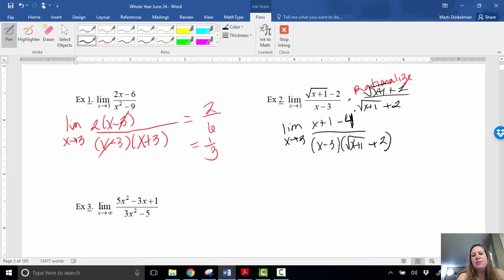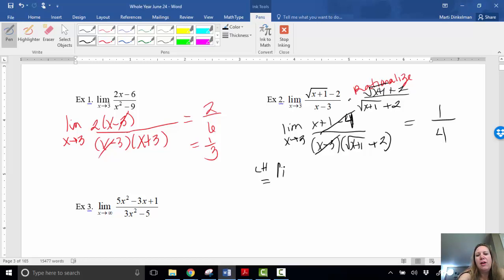So I can see that at the top, if I simplify here, that ends up being x minus 3. And so this whole top is going to cancel with that. And so I'm just going to be left with a 1 in the numerator. And then plugging a 3 here is no problem. So square root of 4 is 2 plus 2 is 4. So that's one option.